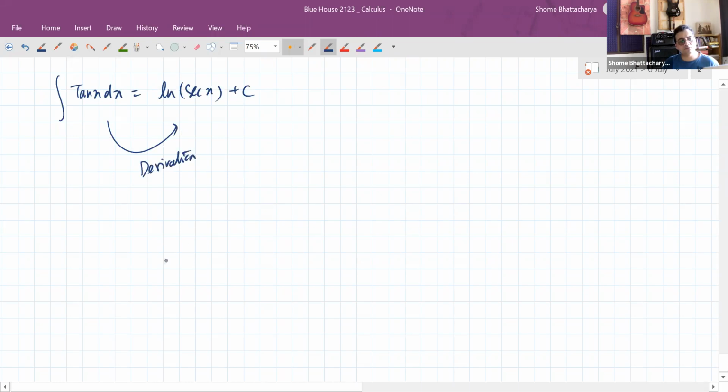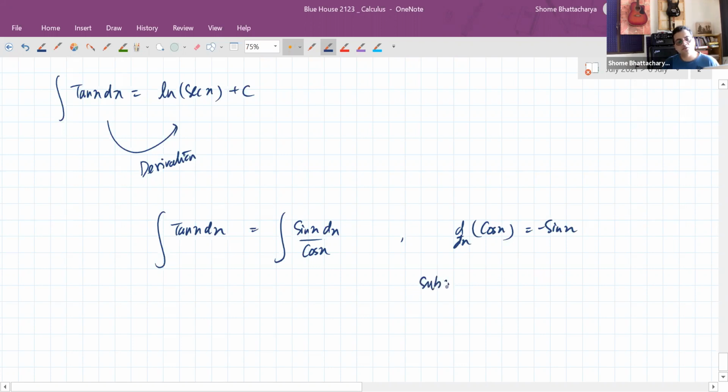So the derivation actually comes from substitution. Integration of tan x is sin x by cos x. Now that cos x's derivative is minus sin x. So that means if we substitute z as cos x, then sin x dx that we have in the numerator will become minus dz.